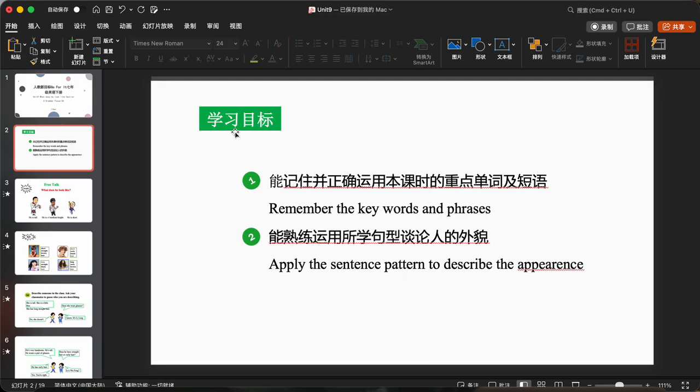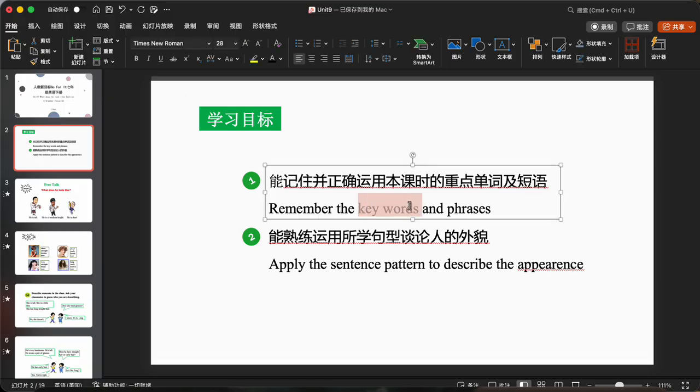So first, those are the teaching goals. The first one is to remember the keywords and phrases. The second one is to apply the sentence pattern to describe the appearance. So I think here I'm going to use the signaling principles to make the key points more clear.